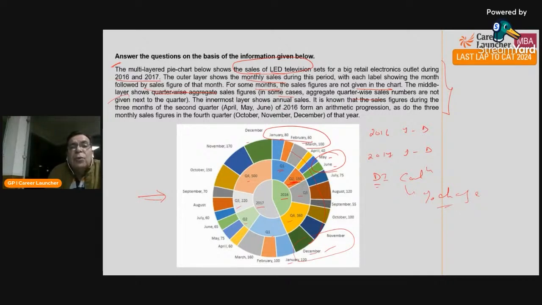The innermost layer shows the annual sales. Here the annual sales are not given, but to get the annual sales, obviously I need to find Q1, Q2, Q3, Q4 for both the years.